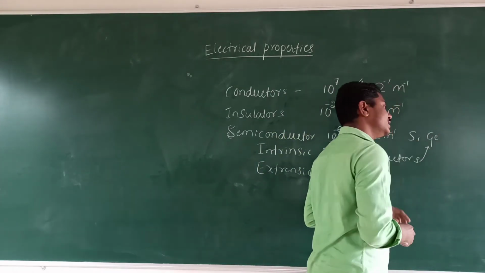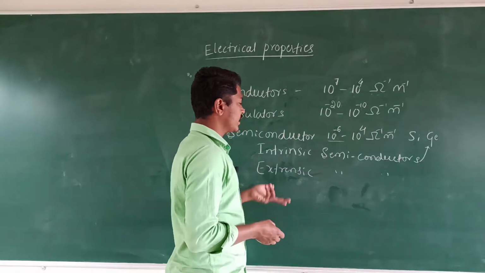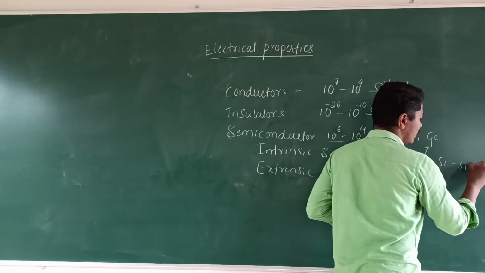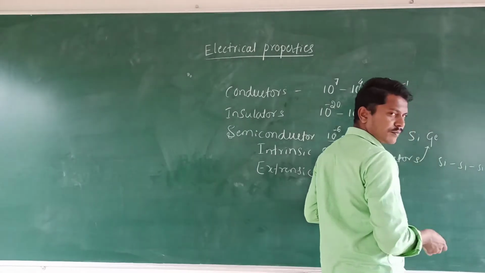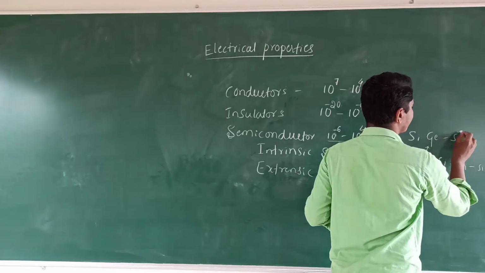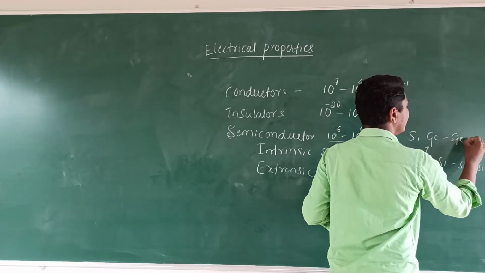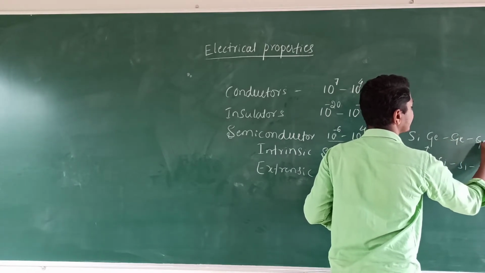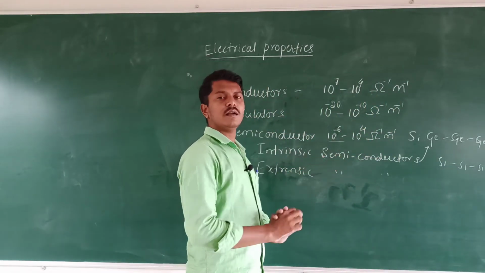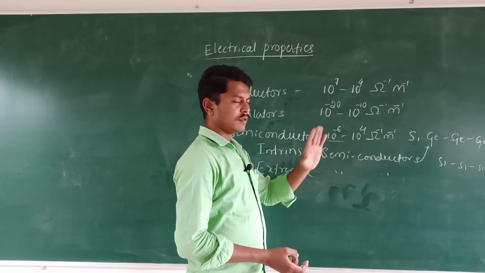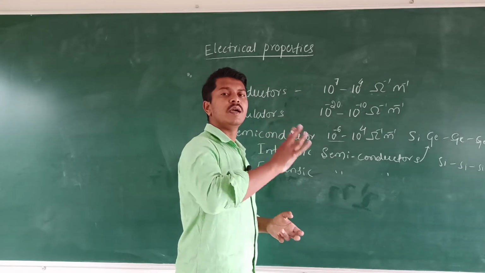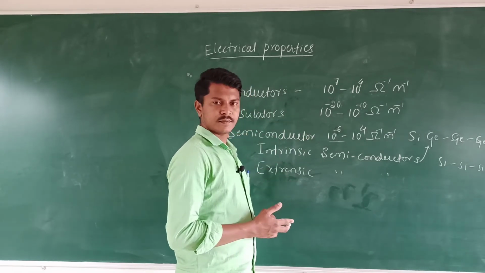Silicon and germanium are the intrinsic semiconductors. In this type of semiconductor, only silicon atoms are present, or only germanium atoms are present. Purely germanium or purely silicon atoms. But in an extrinsic semiconductor, we have to add some impurities to this.